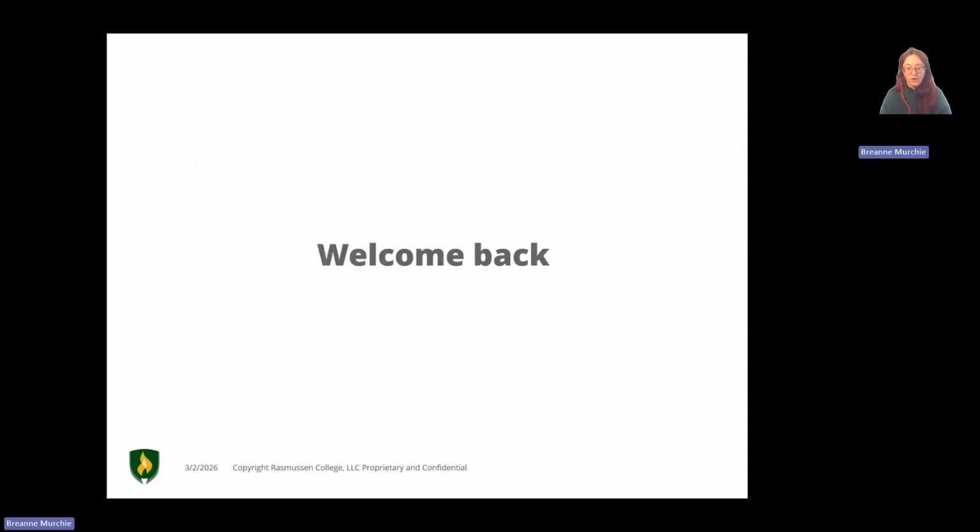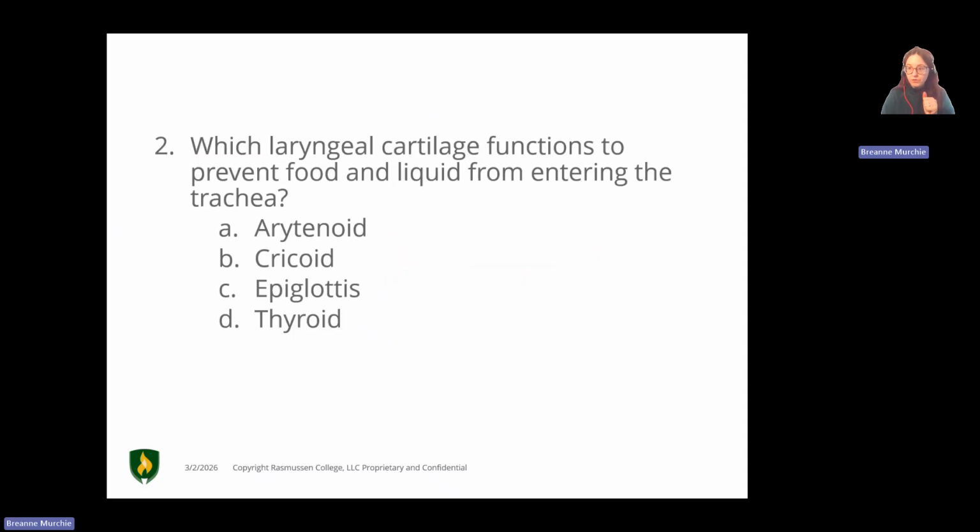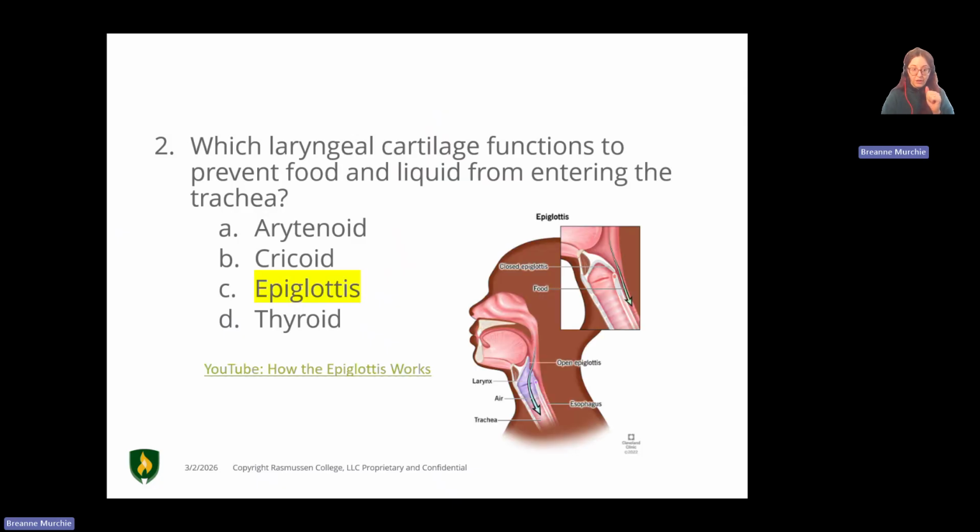Welcome back. Okay, we're going to go through these answers. I'm going to give you a little bit of tips here and there as far as the anatomy and physiology, but we're mainly going to review the answers here. Okay, number 2. Which laryngeal cartilage functions to prevent food and liquid from entering the trachea? That answer is the epiglottis.